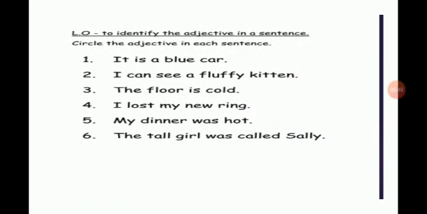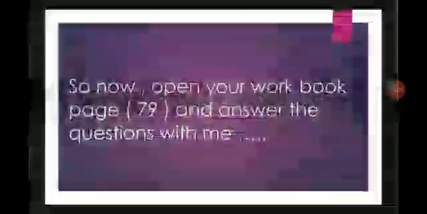Number 6, the tall girl was called Sally. The tall girl, where's the adjective here in this sentence? The tall girl was called Sally. Here the adjective is tall. Here it modifies the girl as tall. وصف الgirl إنها طويلة. So the adjective here is tall.